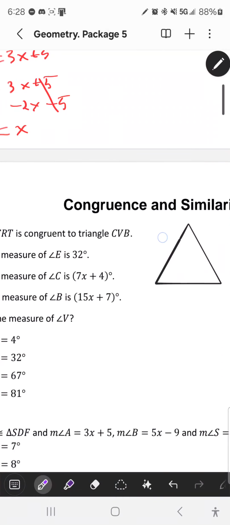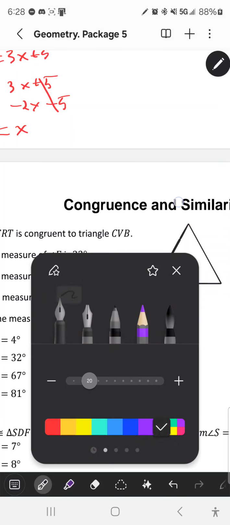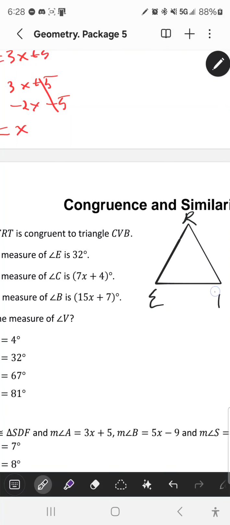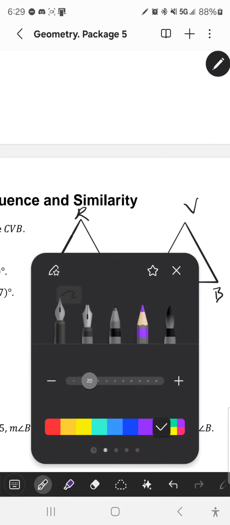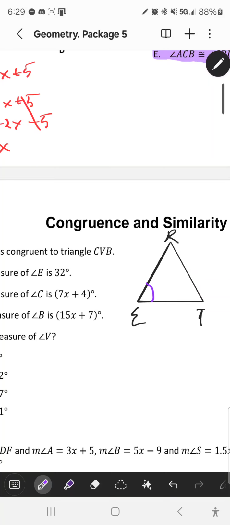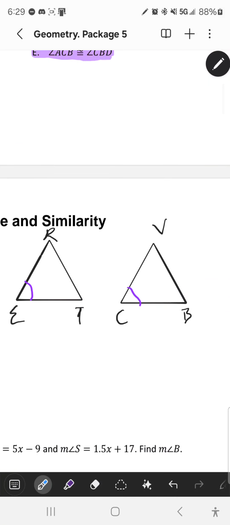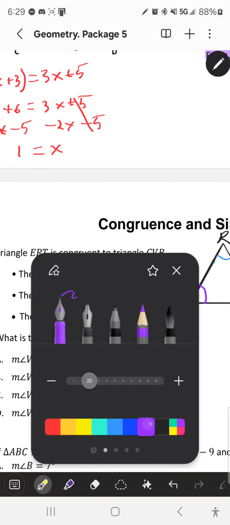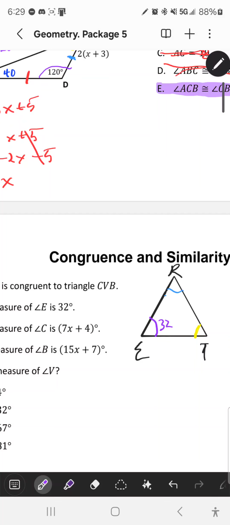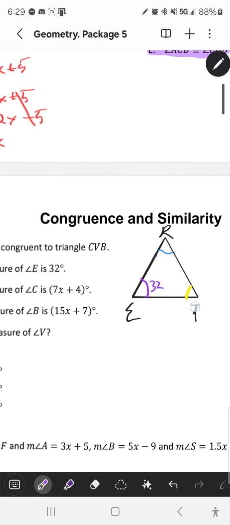So this is E R. I'm going to keep doing it in black. So E R T and C B D. So I know that E is congruent to C, R congruent to B, because of the order of the letters, and then T congruent to D. So the measure of E is 32. So I can say that the measure of C is also 32.